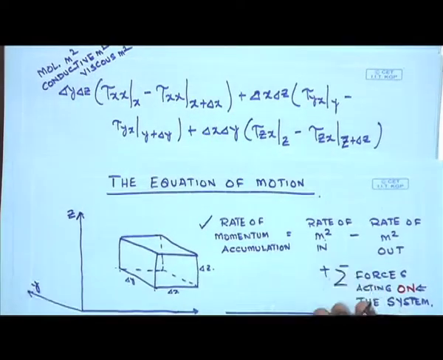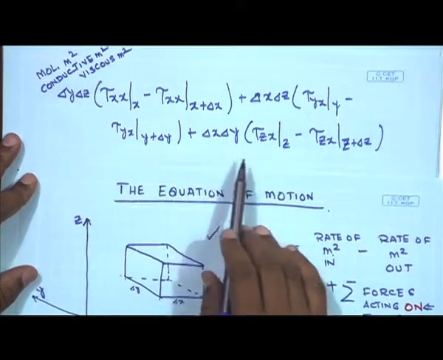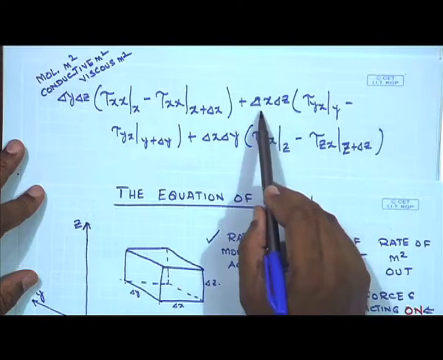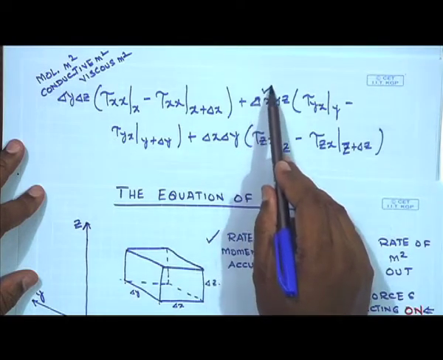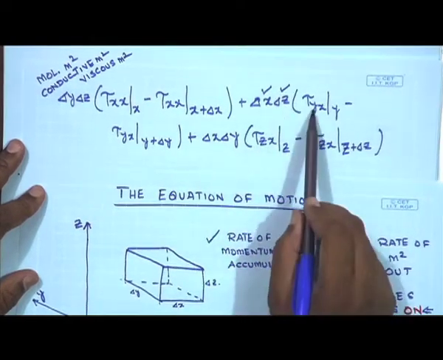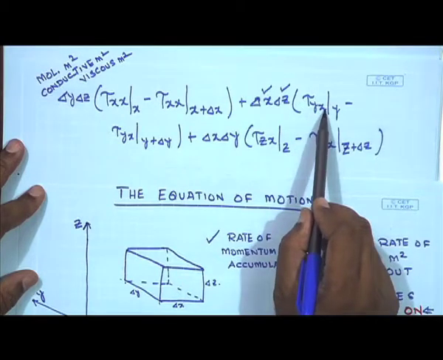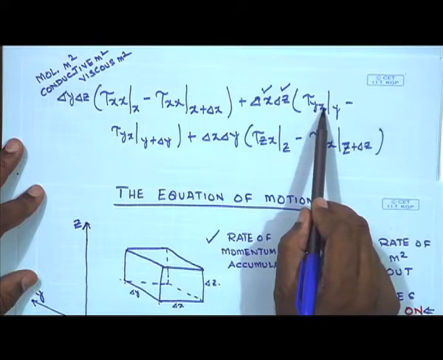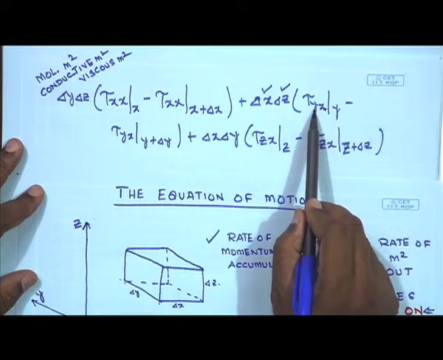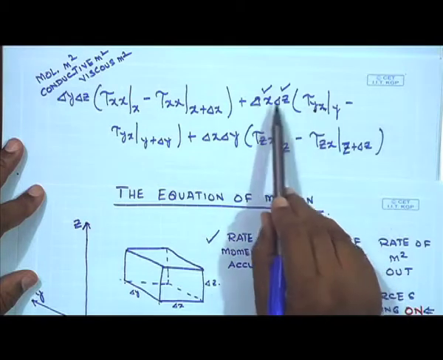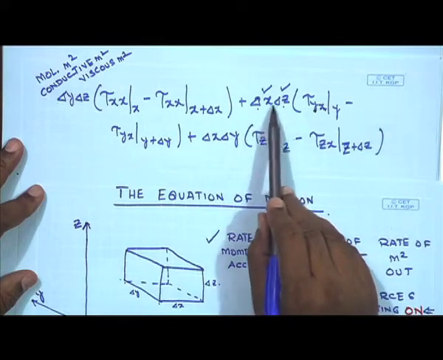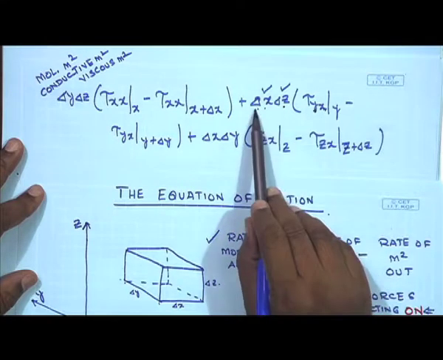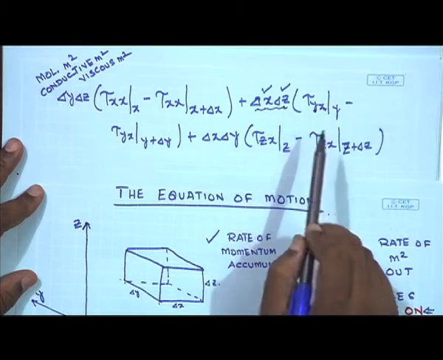Now, let's start with the y phase. The area of the y phase is del x del z. The shear stress, the x component of momentum gets transported in the y direction. So, the x component of momentum getting transported in the y direction must act on an area which is equal to del x del z. So, the y direction has this much surface area associated with it.